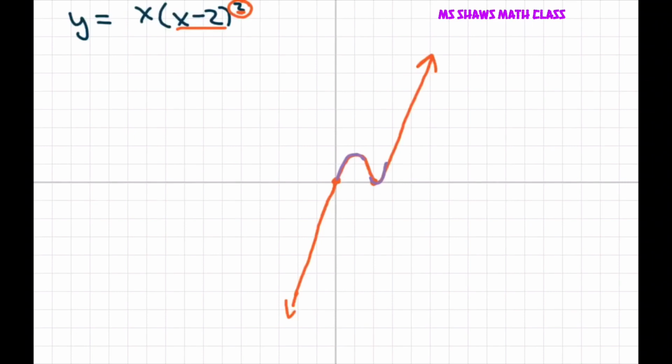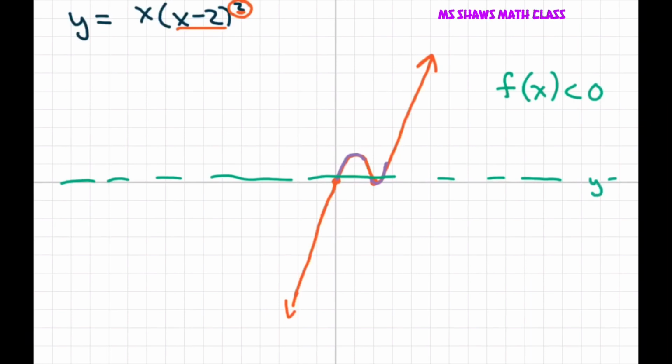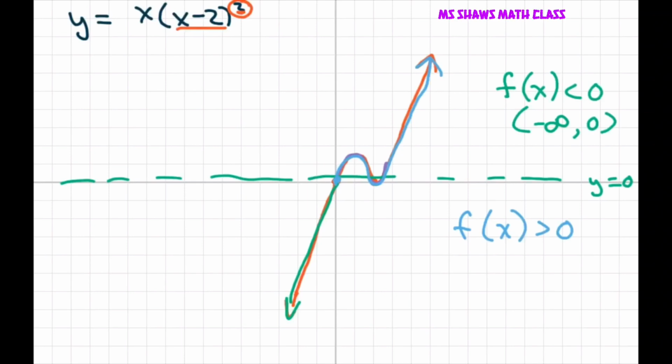The only thing else we have to do is see where our y is negative. Now our y is negative, that means below this line here, at y equals 0. So here's the portion where it's negative, and that's from negative infinity to 0. Now, where is our y positive, or f of x positive? Our y is positive on the top portion here, all the way up to infinity there. So that's between 0 and infinity.